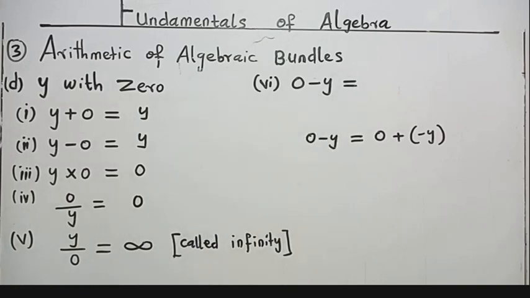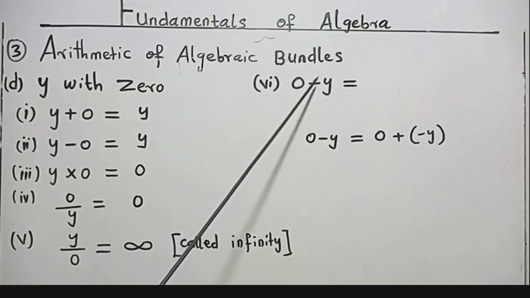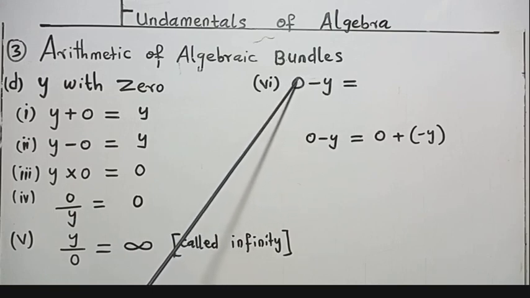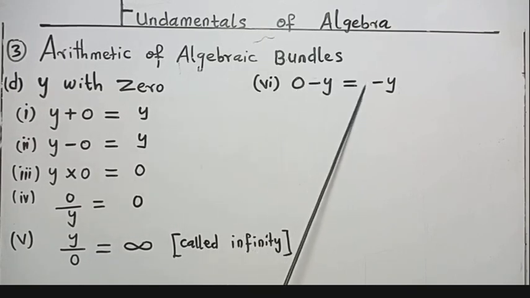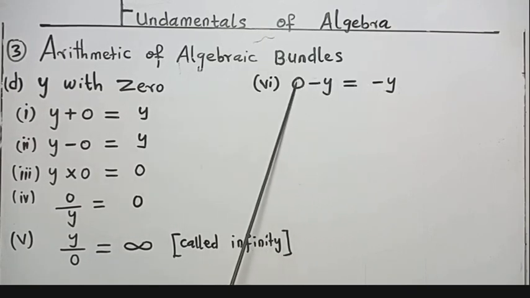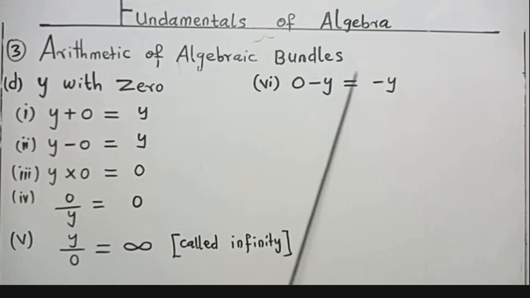And what then becomes the answer? I'm owing somebody y, but I have nothing. So the answer is owing somebody y. Therefore, the answer is equal to what you see shortly. And there it comes. 0 minus y is equal to minus y. I have nothing, but I'm owing y. So the answer is equal to owing y.